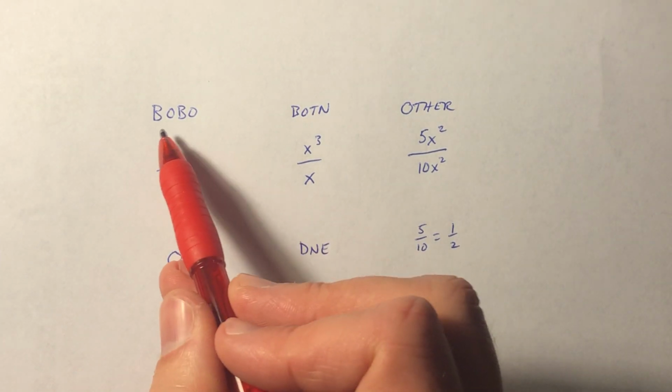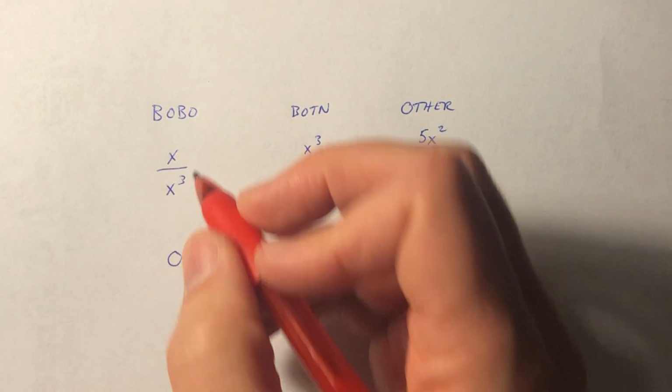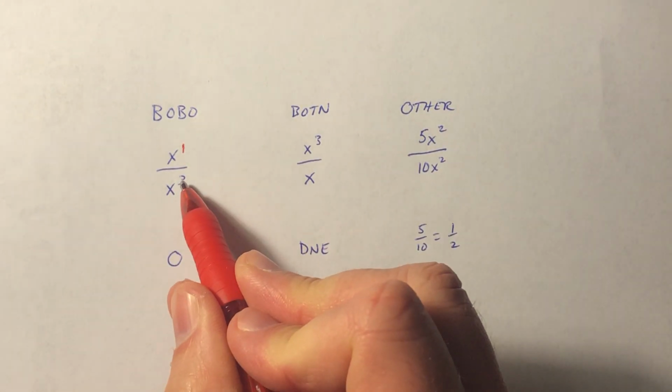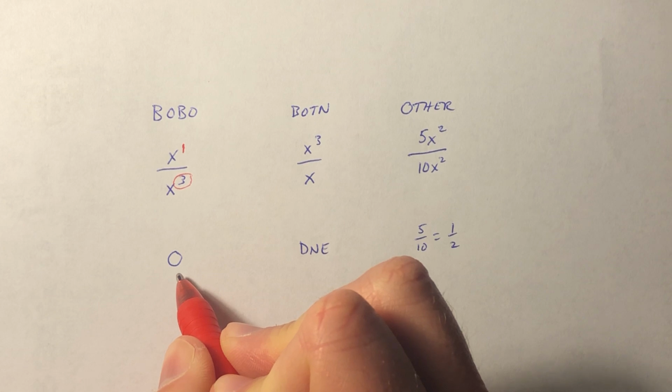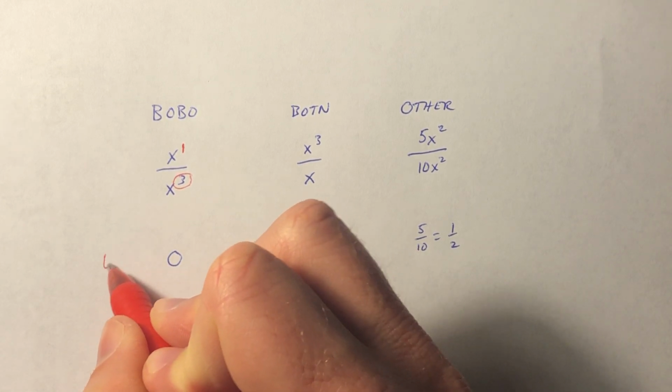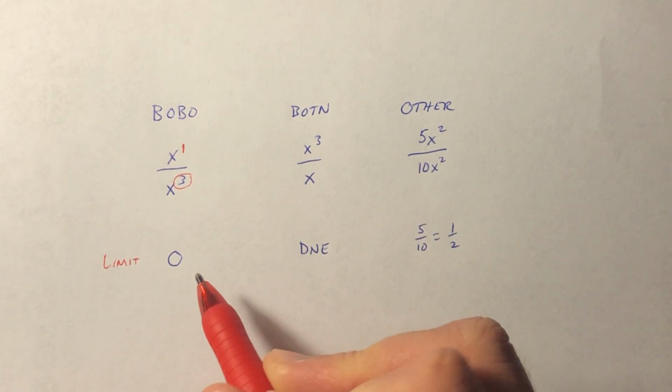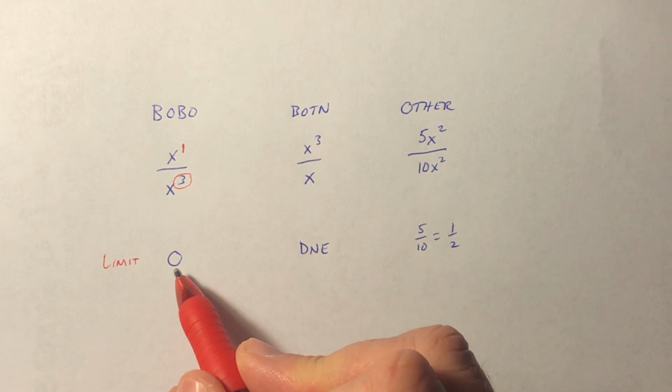BOBO means bigger on the bottom. See the exponents? See how this guy is bigger on the bottom? We ended up with an asymptote of 0. Well, in this case, that's going to be our limit. So if it's bigger on the bottom, your limit is 0.